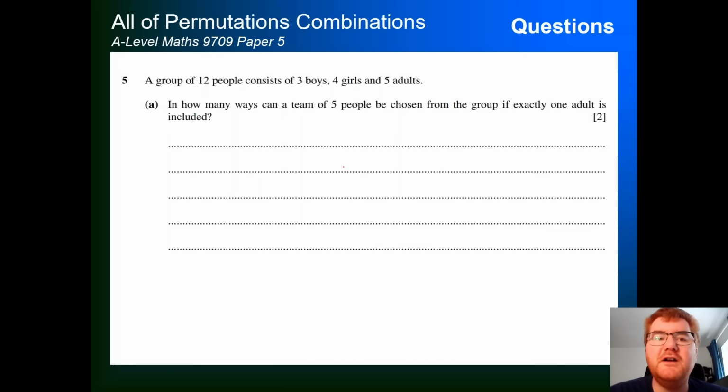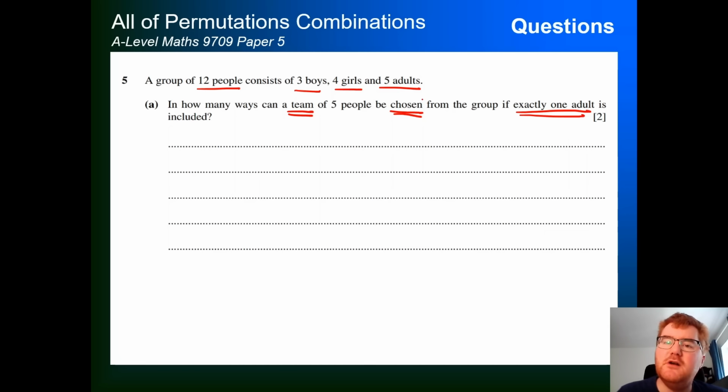Okay, and on to question 5. So we have a group of 12 people consisting of 3 boys, 4 girls, and 5 adults. And how many ways can a team, this is always an important word to look out for, of 5 people be chosen, also important, from the group if exactly 1 adult is included?